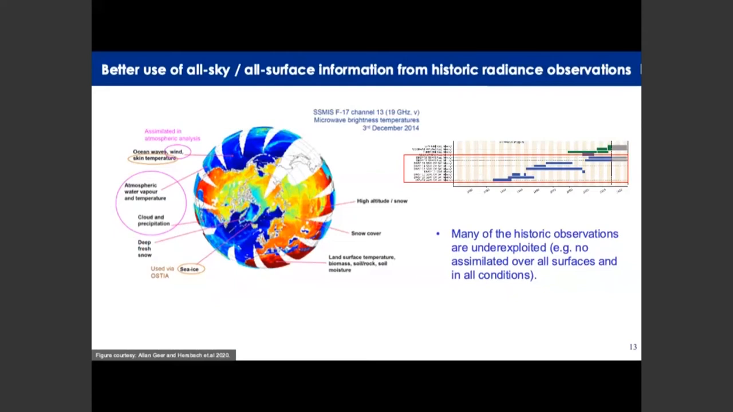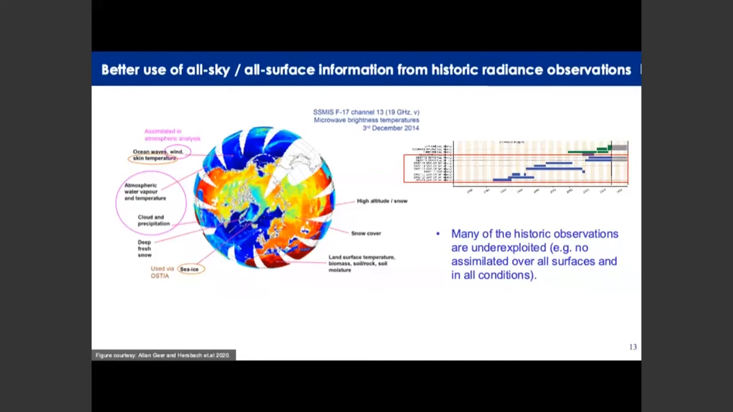Microwave imagers go back to the 1980s. We have a long record of microwave imagers, and they're sensitive to a lot of things: ocean waves, winds, skin temperature of the atmosphere and the ocean, skin temperature of ice, skin temperature of land, snow cover, land moisture. So they are sensing a lot of components of the Earth system, but our operational systems are only capable of extracting a few things out of it.